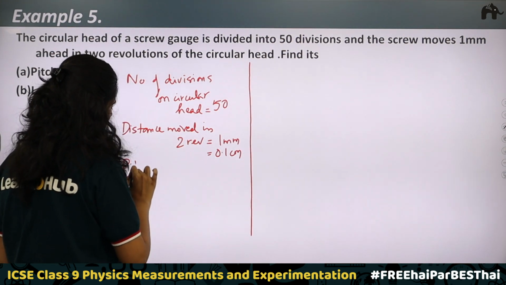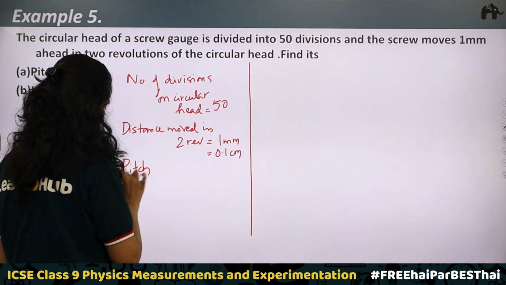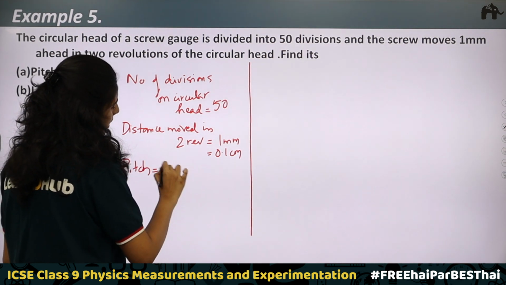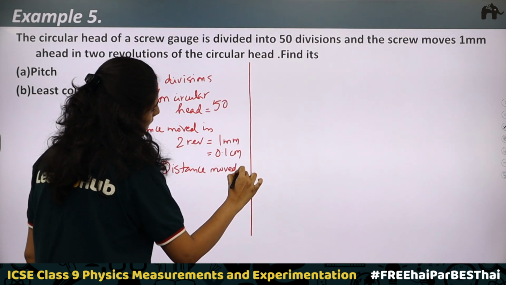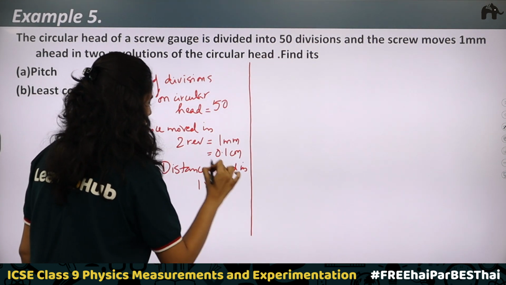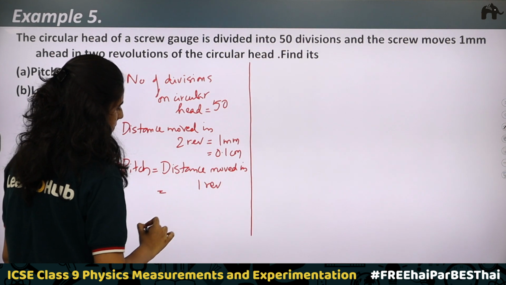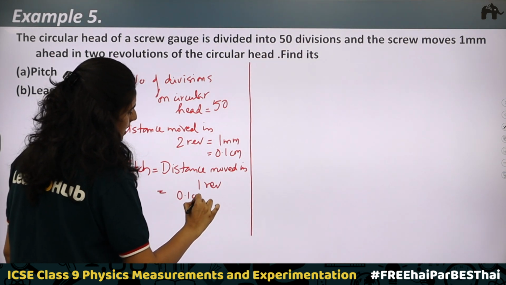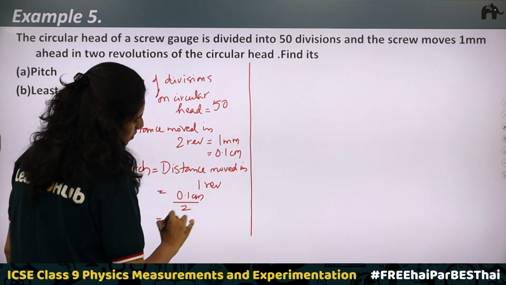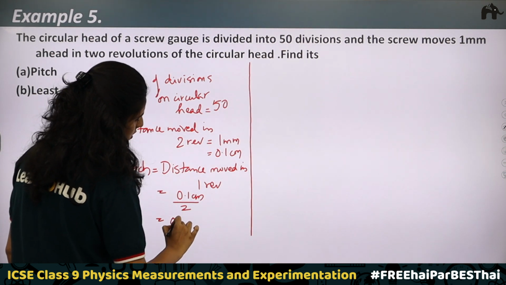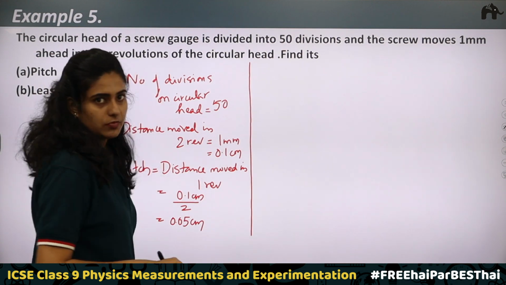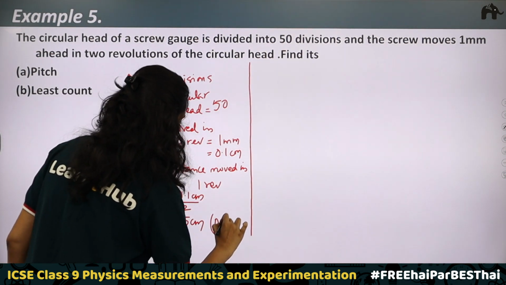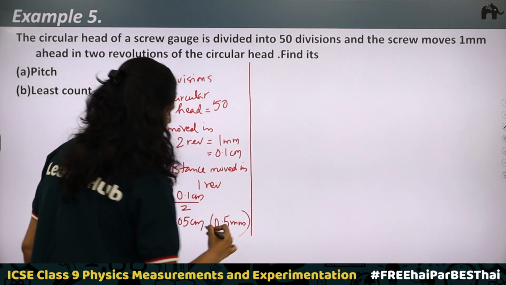Pitch is equal to, so the A part we have to find the pitch. Pitch is equal to distance moved in 1 revolution, that is 0.1 centimeter divided by 2, which is equal to 0.05 centimeter. If you need it in millimeter, 0.5 millimeters.